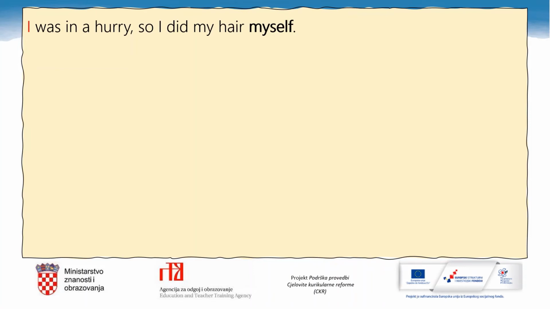Dakle, rekli smo da su reflexive pronouns ili povratne zamjenice riječi koje završavaju na self ili selves. What can you notice? Što primjećujete? Na koga se odnosi ova riječ myself? Bravo, odnosi se na riječ I. Odnosi se na naš subjekt, na našeg vršitelja radnje. Let's take a look at another example. Be careful, you will hurt yourself. You, yourself. Ti ćeš sam sebe ozlijediti.